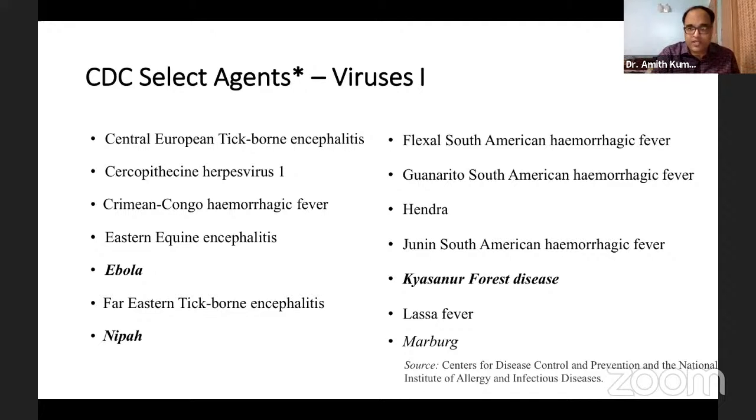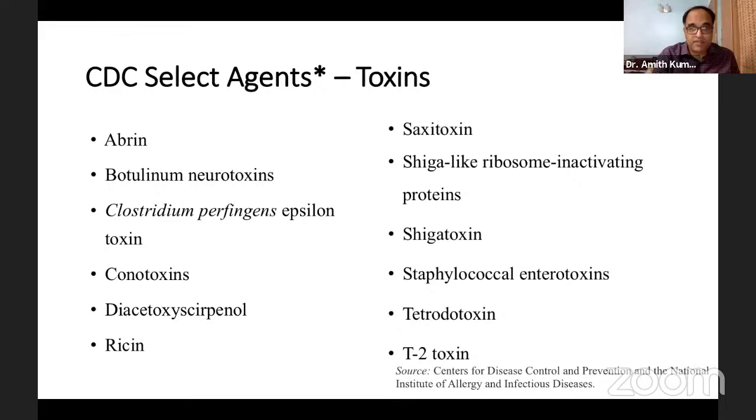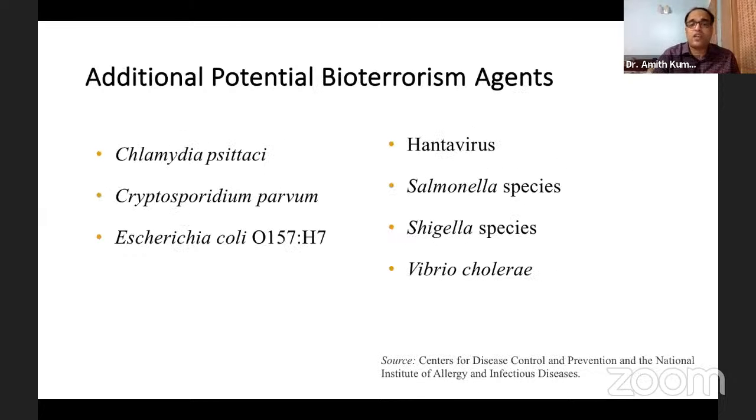Now going on to toxins which can be used as a bioweapon, there is abrin, then saxitoxin. There have been a lot of conspiracy theories whereby saxitoxin, which is basically a sea animal based toxin, has been used by spies as a bioweapon in killing. Then there are Clostridium perfringens toxins, the conotoxins, the Shiga toxin, and tetrodotoxin. Additional potential bioterrorism agents, including Chlamydia psittaci, hantavirus, Salmonella species, and Vibrio cholerae, have also been proposed to be used as bioweapons.